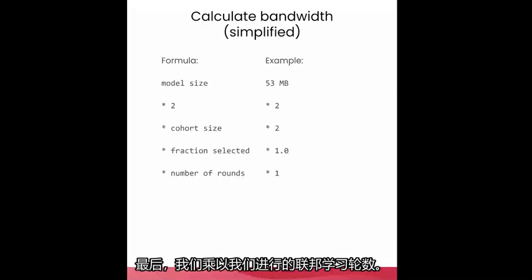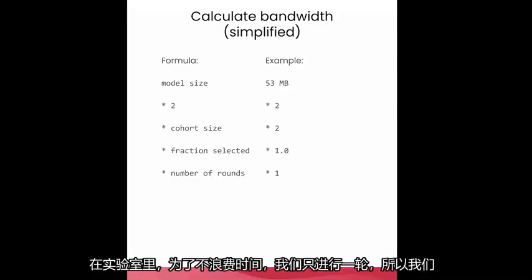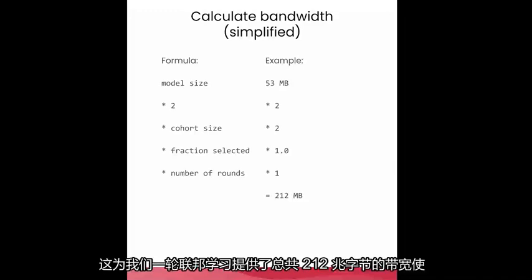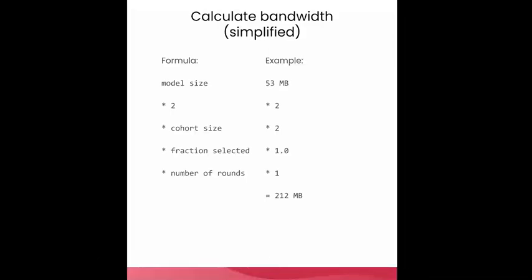Last, we multiply by the number of rounds of federated learning we do. In the lab, to not waste time, we'll only do a single round, so we set this to 1. This gives us a total bandwidth usage of 212 megabytes for a single round of federated learning. Let's jump into the lab to see if we're right.